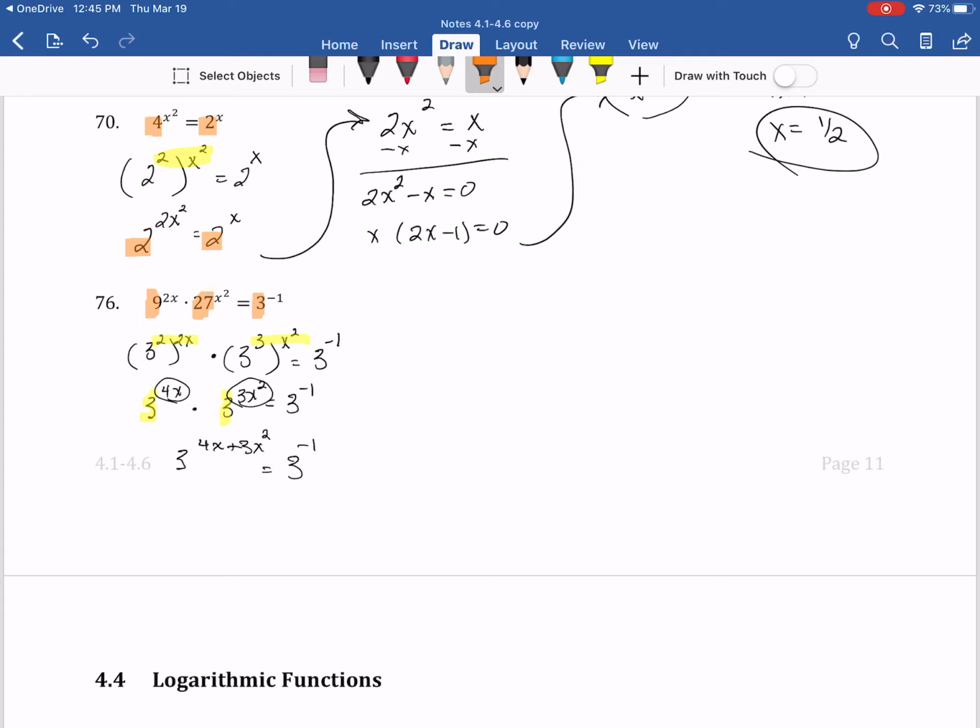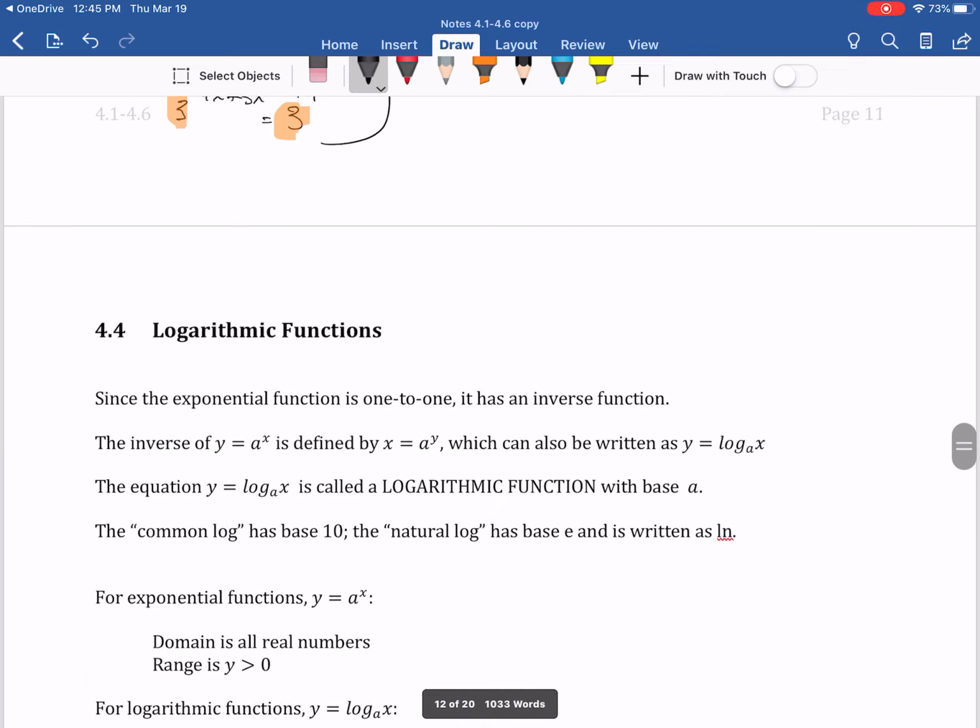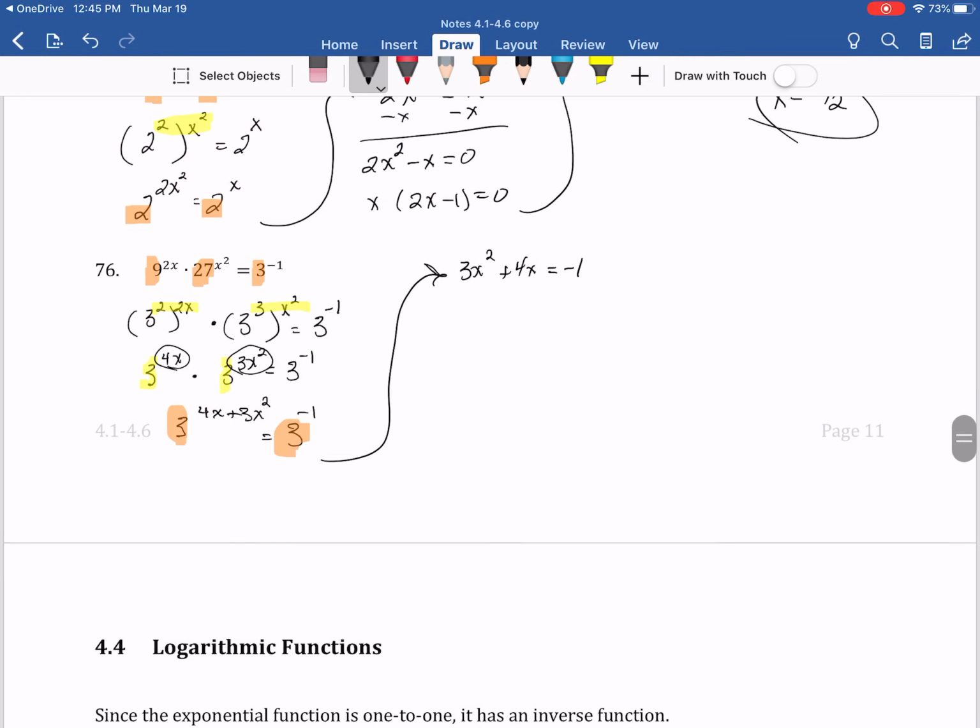We now have the same base on both sides. And so therefore we can rewrite our equation with the exponents equal to each other. 3x squared plus 4x equals negative 1. Solve for x, get everything on the same side, and factor.